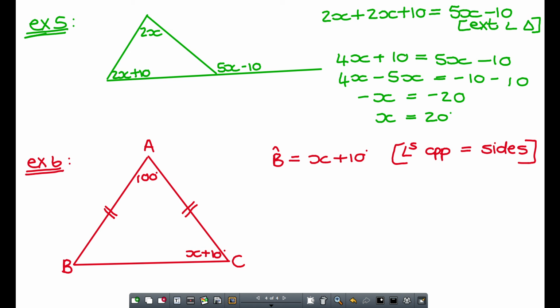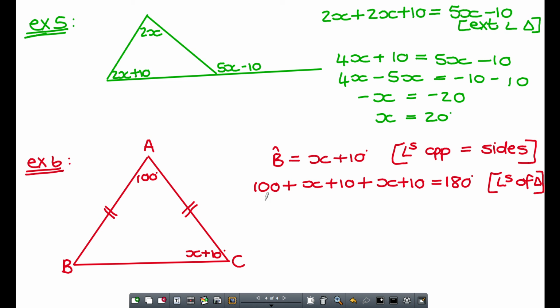Okay, so now that we know what this angle B is here, if I add up all 3 of those angles, it must be equal to 180, because it's interior angles of a triangle. So we're going to say 100 plus x plus 10 plus x plus 10 must give me 180 degrees. What's my reason? Angles of a triangle. Right. Who does it understand so far?